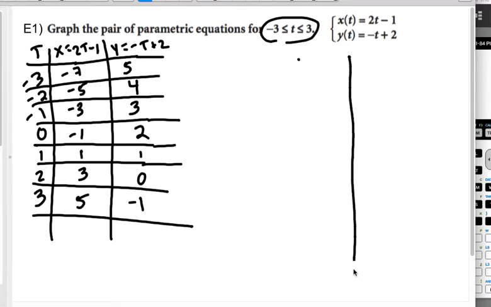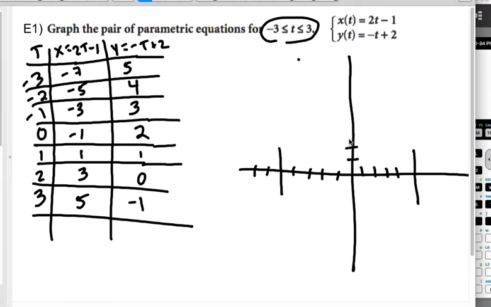So if I go ahead and make my axes, I notice that I need some negative y values, but not very many, but I definitely need negative x values. So 1, 2, 3, 4, 5, I always make bigger. 1, 2, there's my -7. 1, 2, 3, 4, 5. Great. Okay, so now if I plot my points, this is my starting point. This is my ending point. So I'm going to start at -7 comma 5, which is here.